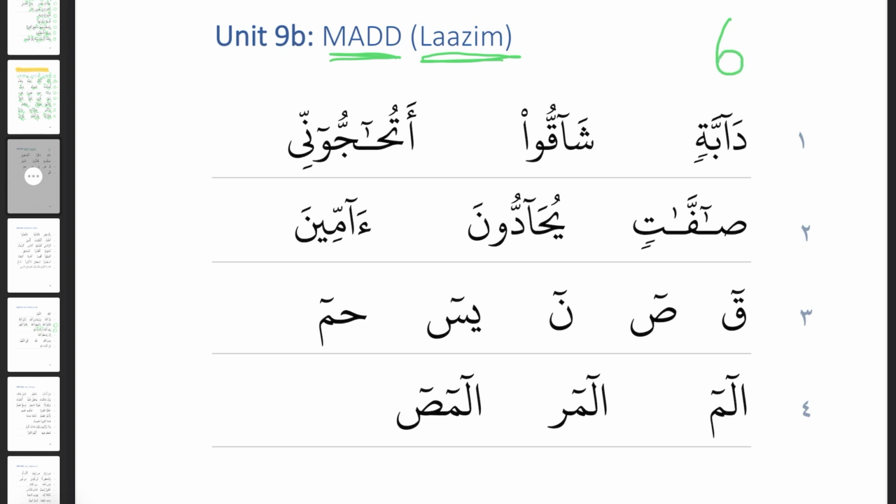Get that extra pair of lungs ready. So this is what we're going to be doing. We're going to be stretching for 6. And I promise you, it doesn't go beyond 6. There's no such thing as an 8 stretch or a 10 stretch. No, 6 is the most.